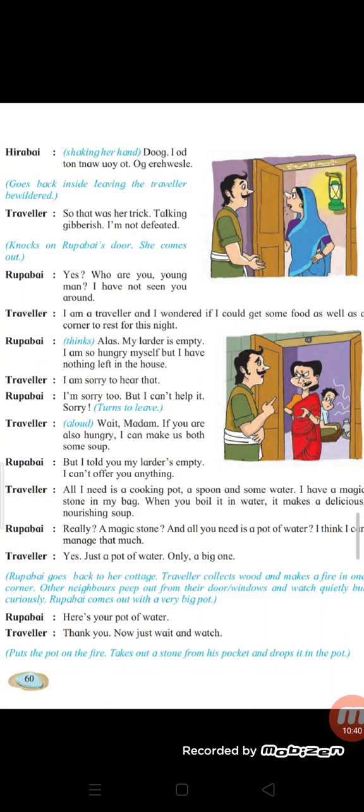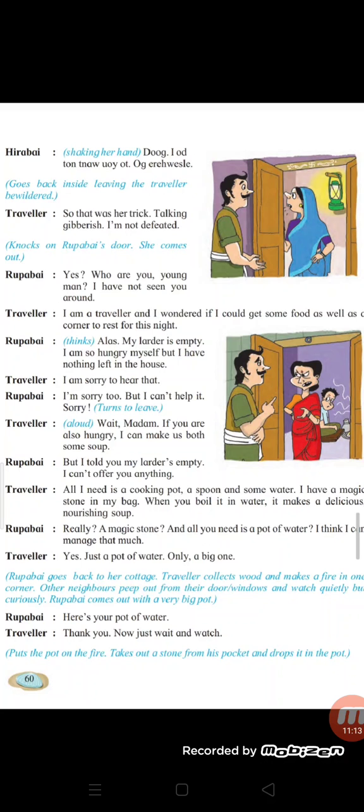So what does Rupabai say? Really? Really, the stone can make a soup? A magic stone? And all you need is a pot of water? I think I can manage that much. Really, it is a magic stone? So what will I do? I'll give you some water.